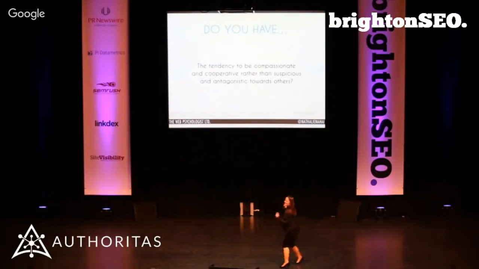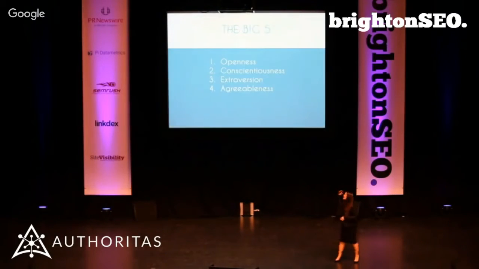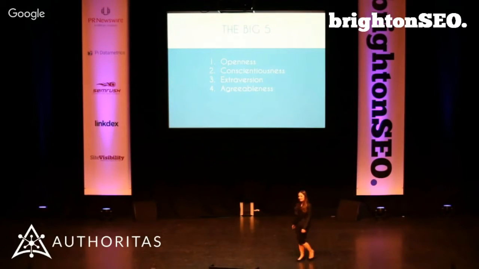Okay, so if you did have your hand up for the cooperative bit, you probably score higher in agreeableness. So you're more likely to be nice to people that you don't like, and you're also more likely to follow social norms. The people at the other end of the scale are likely to tell you exactly what they think, even if it results in a slap around the face.